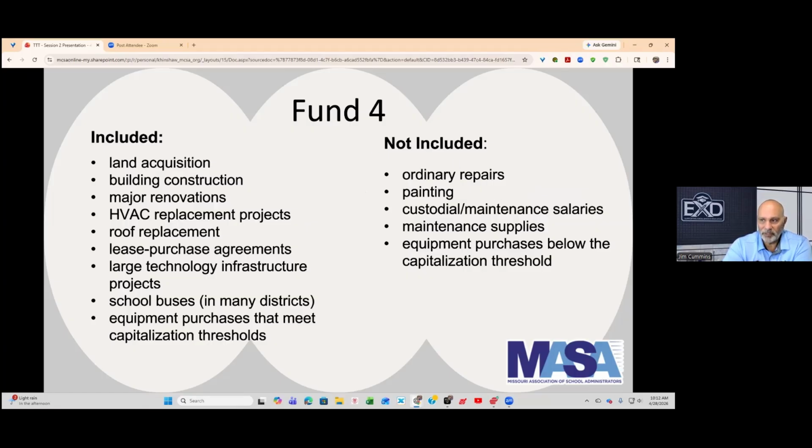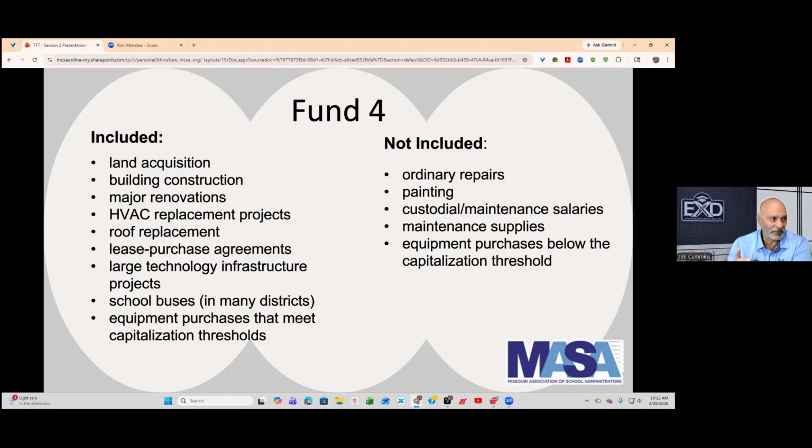This is kind of a Fund 4 analysis of what is included and what is not included. There's always fuzzy areas when it says ordinary repairs, painting, some of those types of things, because really when you're talking about Fund 4, when you're talking about capitalizing an asset, you're looking at two things: dollar amount and useful life.